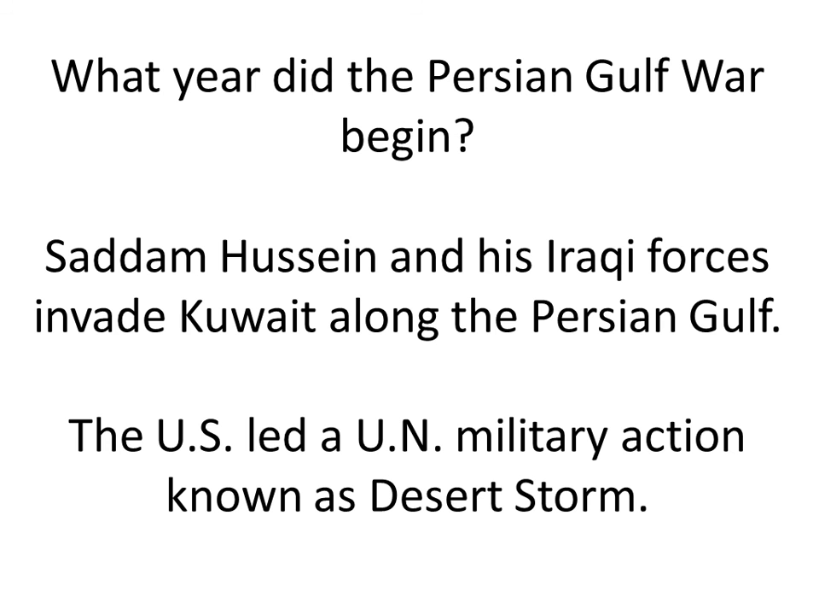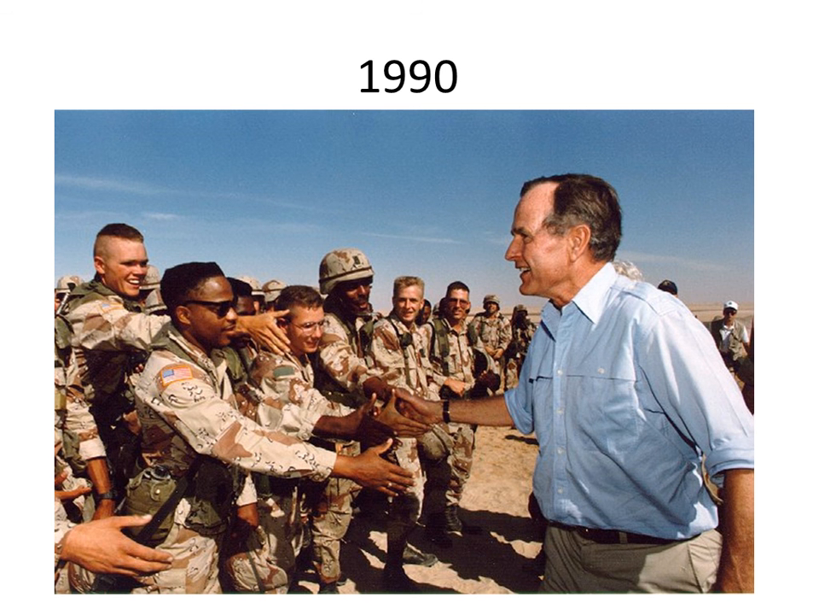What year did the Persian Gulf War begin? Saddam Hussein and his Iraqi forces invaded Kuwait along the Persian Gulf. The U.S. led the UN military action known as Desert Storm. 1990. Good job. Who are we looking at here shaking hands with Desert Storm soldiers? H.W. Bush. Good job. He and his wife, Barbara, went to visit.